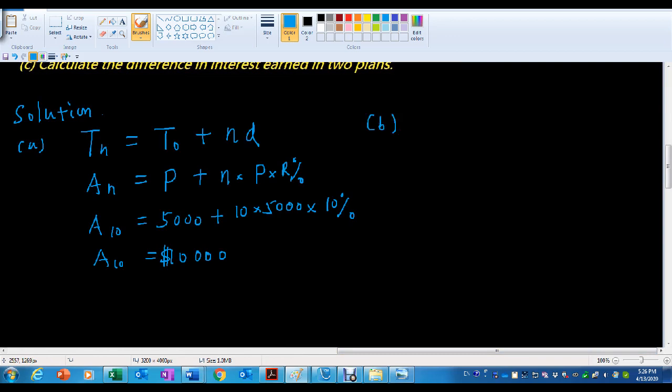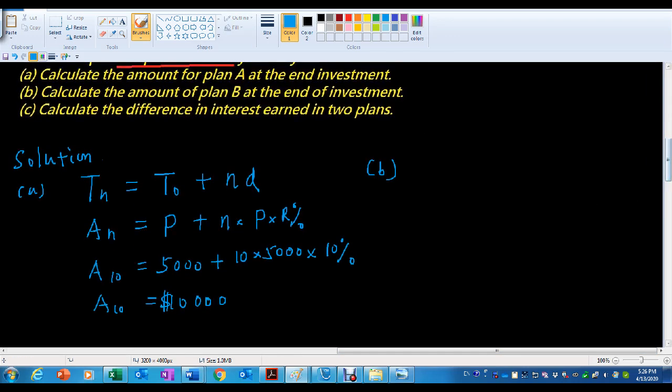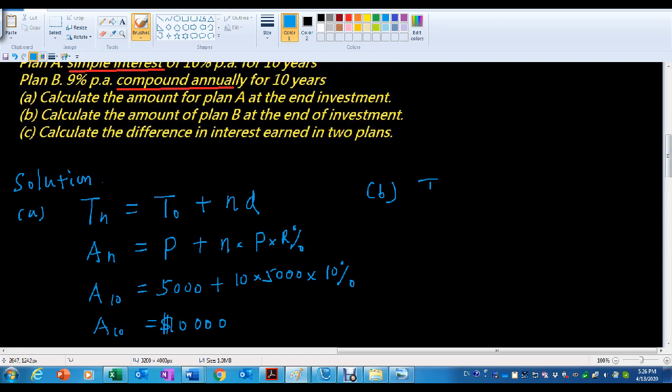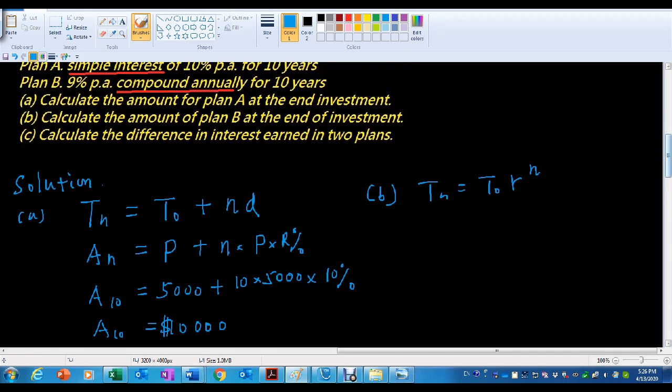So let's see what happened to B. B is a compound interest, so this time we are going to use the compound interest formula. Tn here means An, T0 means the principal, and R means 1 plus R% per n. We're going to find the amount at the end of the 10th year. So 1 plus 9% this time, and that's 10 years.